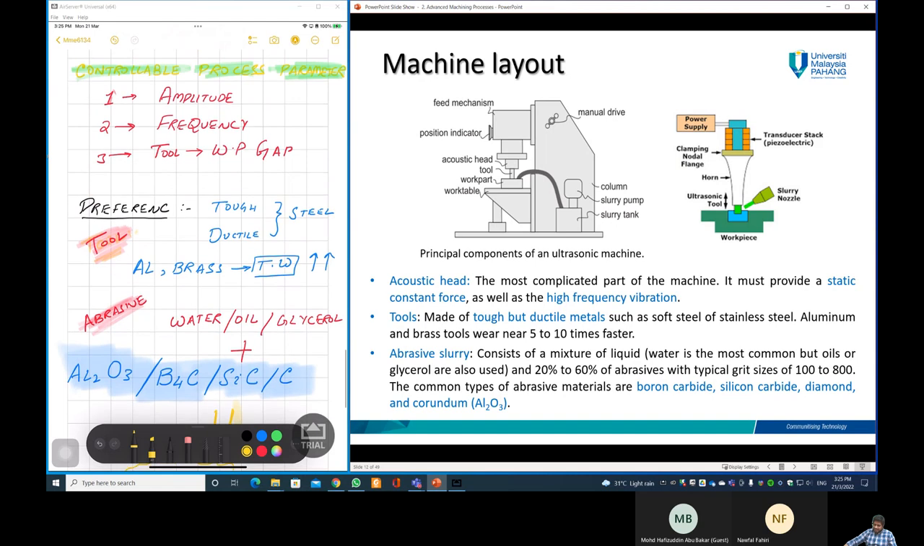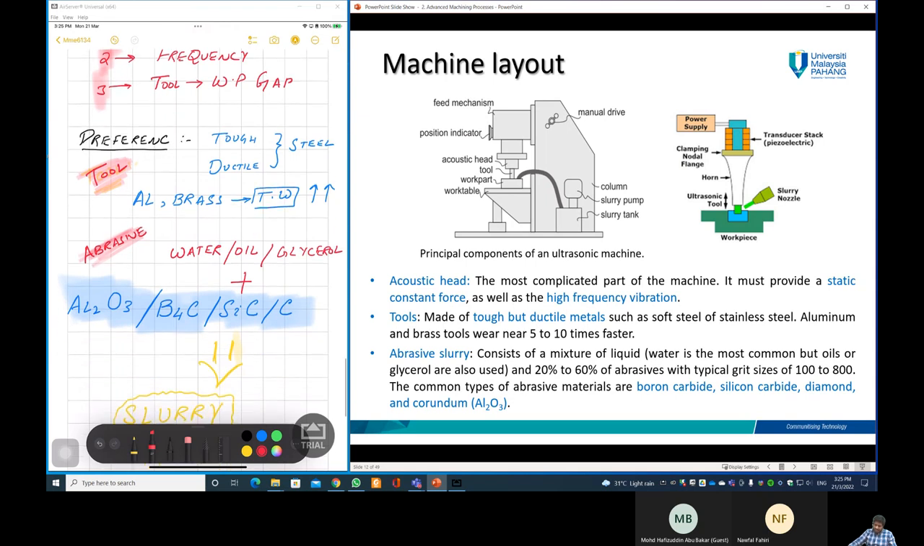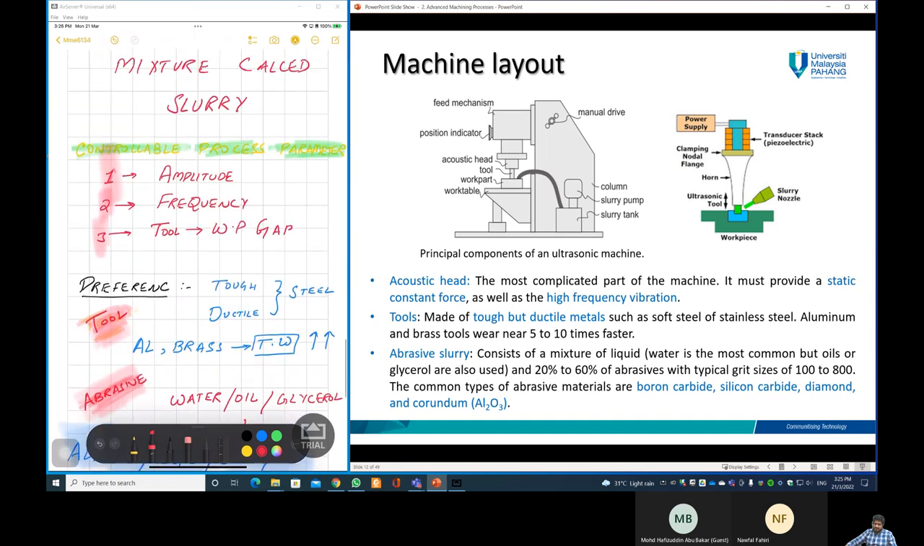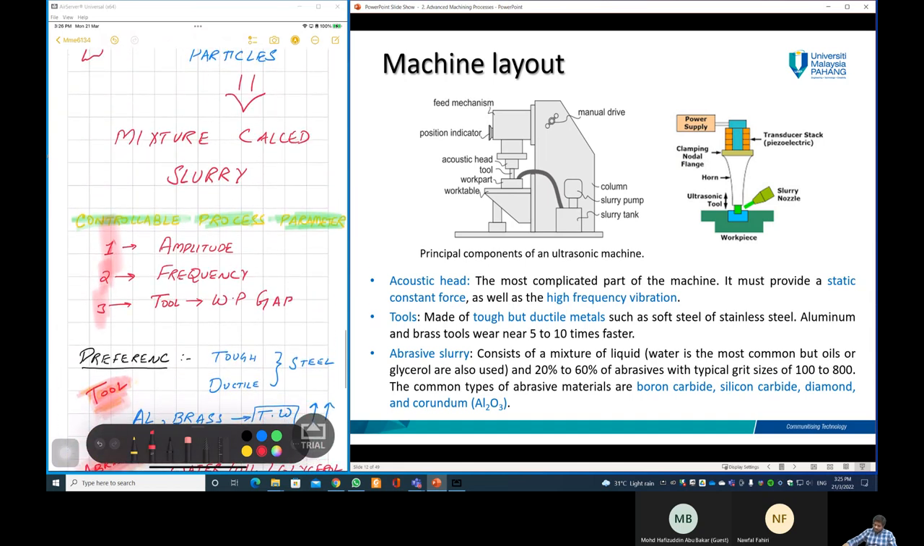So it means that I can change the process parameters. I can change the amplitude. I can change the frequency. I can change the tool. I can change the tool material. This is tool gap. I can change the abrasive type. So these are the parameters that I can control, controllable parameters. This is very, very important.